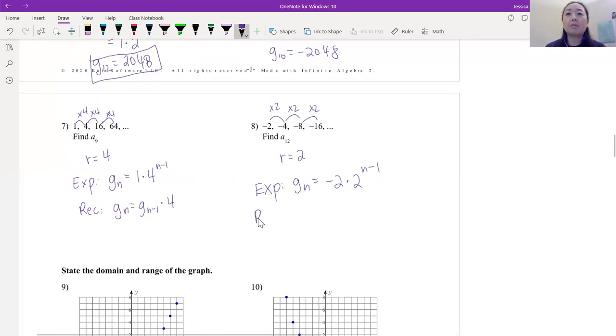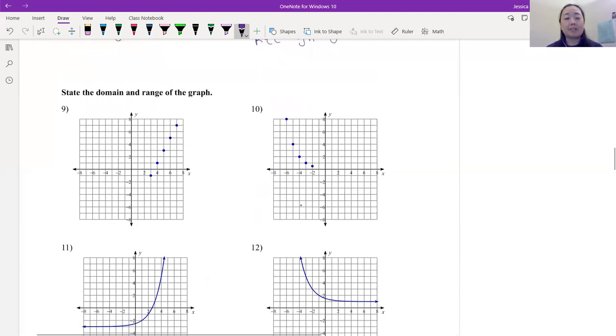And then our recursive is going to be G sub n is equal to the previous term times 2, because that's what we're multiplying by every single time, right? And then you could look up the answers for the other things, right? Now, domain and range, if you're ready for that. Remember, domain talks about the x's, range talks about the y's, right? So if you have something that looks like this, what is the domain and range?